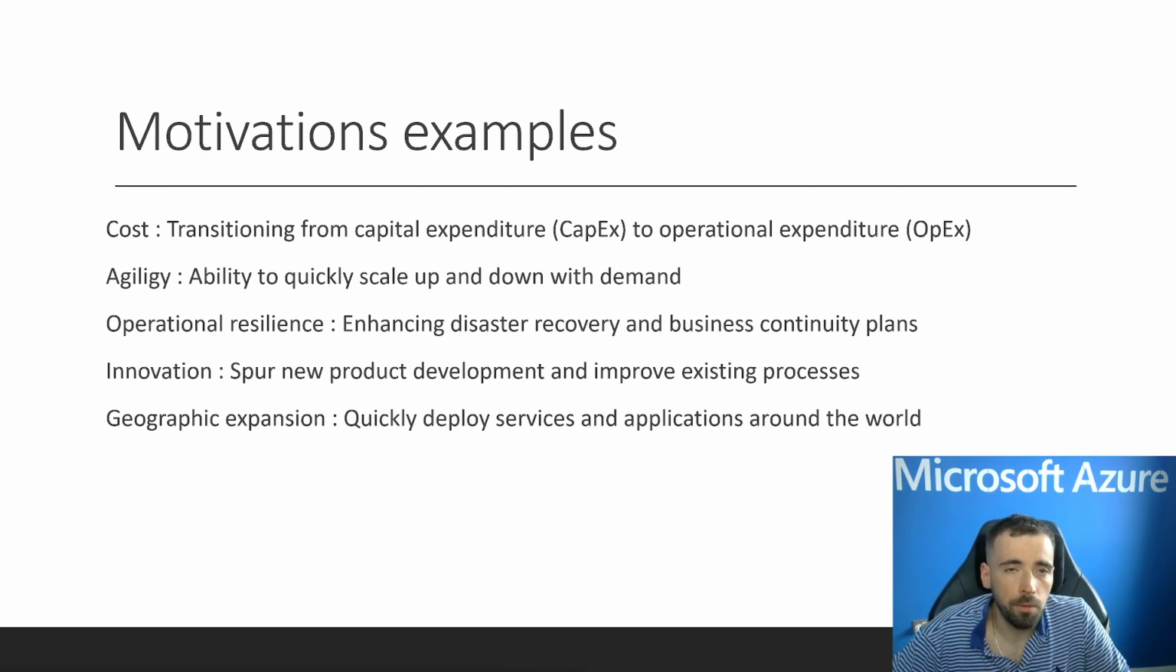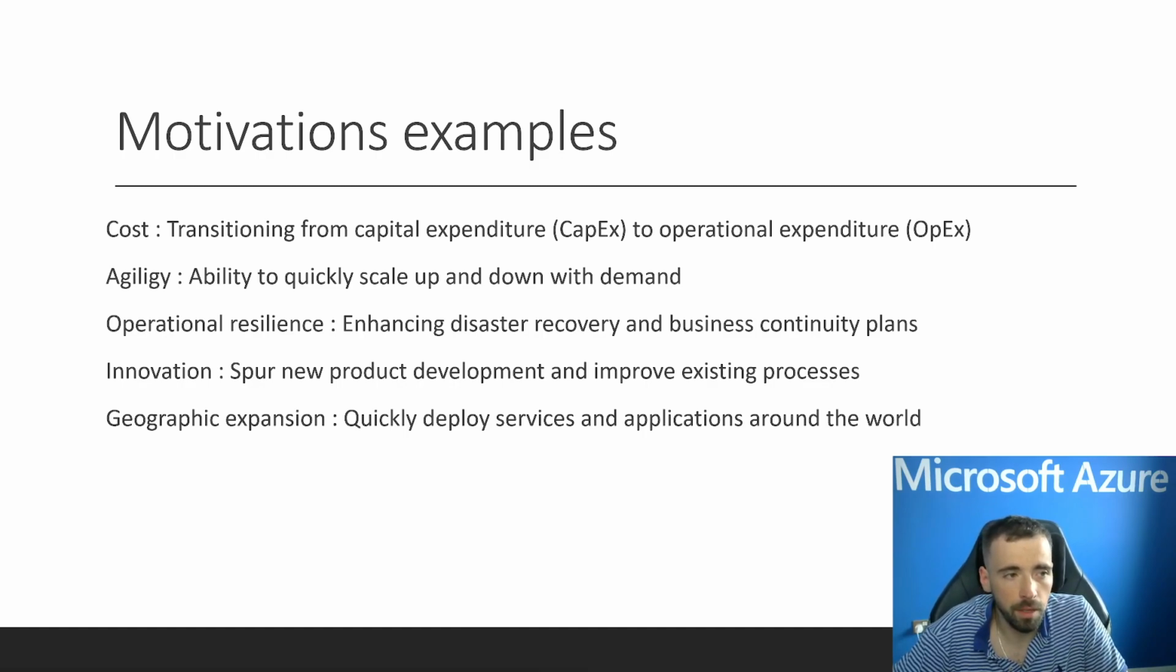So to give some examples of some of the motivations that a business might have for adopting the cloud, we've got cost. So transitioning from a capital expenditure, which we typically have in an on-premises environment, a lot of upfront cost for hardware, implementation, the project phase. There's a lot of capital expenditure, whereas the cloud allows us to transition to a more operational expenditure.